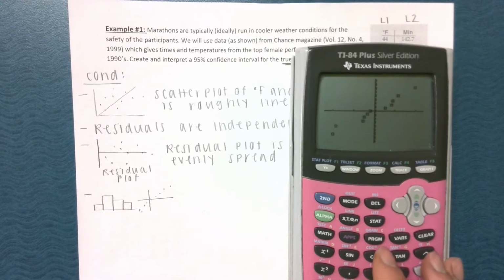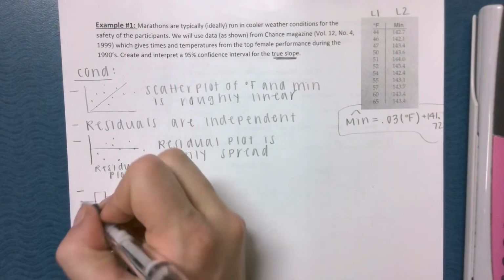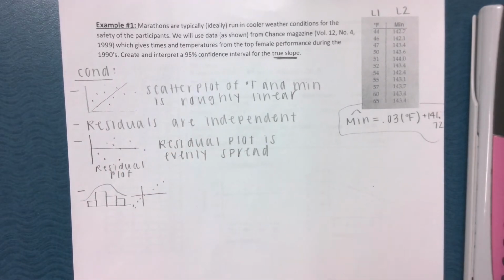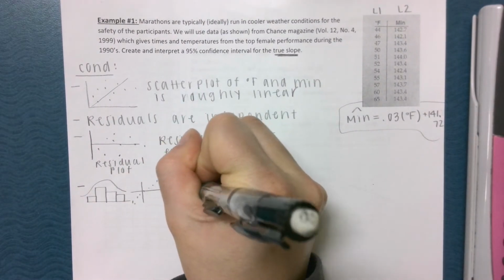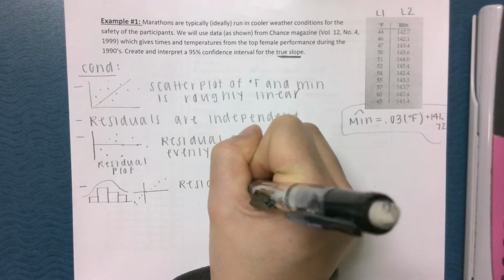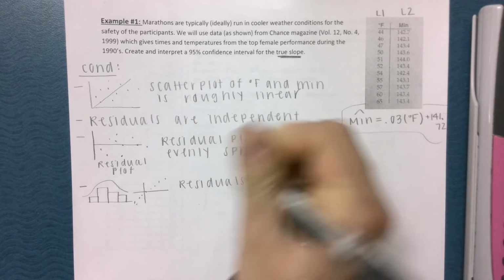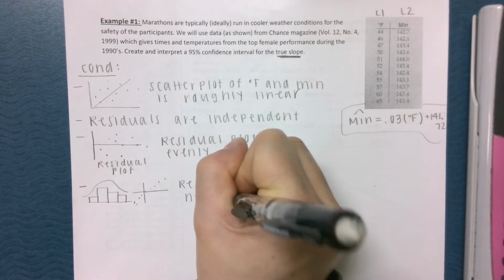So my normal probability plot does look pretty straight. My histogram looks actually pretty normal there. So I'm going to say that the residuals are nearly normal.